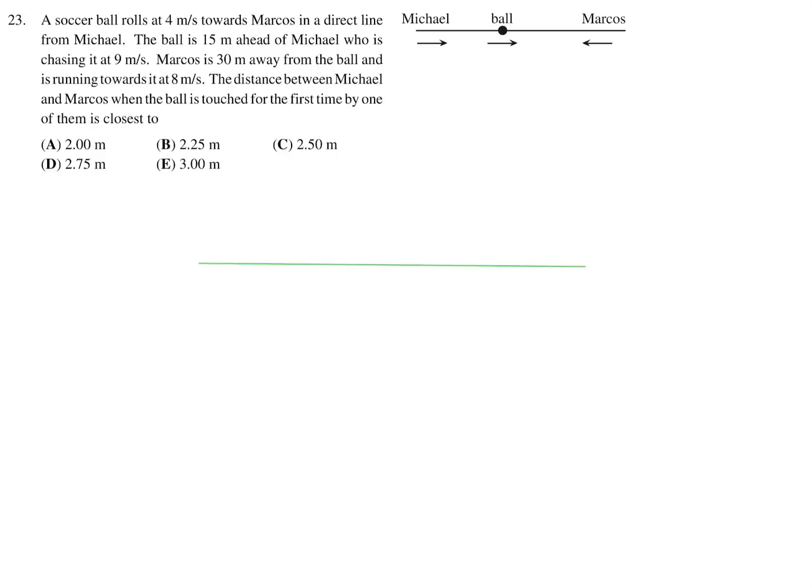So first, let's just draw the original diagram, and let's start understanding it. So we've got Michael here. I'll just write MI for Michael, and then Marcos is over here. I'll write MA for Marcos. And then originally the ball is somewhere here. So we'll write B for ball. And we're told that the ball is 15 meters ahead of Michael. So this is 15.